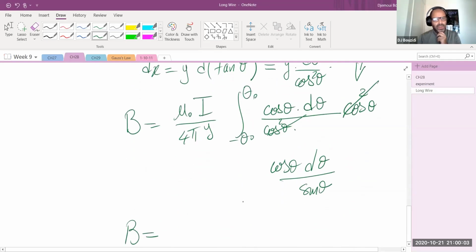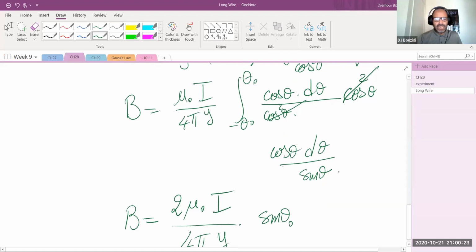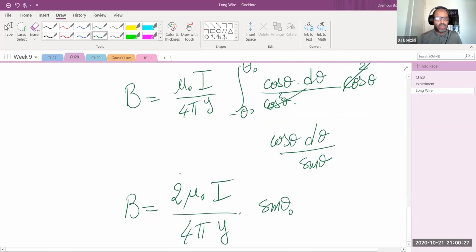So this function is even, so I could just have pulled the 2. So it's going to be a 2 mu naught I over 4 pi, and I know you're eager to get rid of that 2, which is fine, we will, of sine of theta naught. I already did the integration of sine theta and evaluated it between theta naught and negative theta naught, and that's where the 2 came from. So this whole thing is carried over.